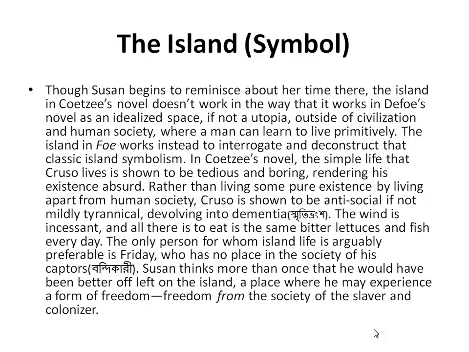Crusoe is shown to be antisocial, if not mildly tyrannical, devolving into dementia. The wind is incessant, and all there is to eat is the same bitter lettuce and fish every day. The only person for whom the island life is arguably preferable is Friday, who has no place in the society of his captors. Susan thinks more than once that he would have been better off left on the island.